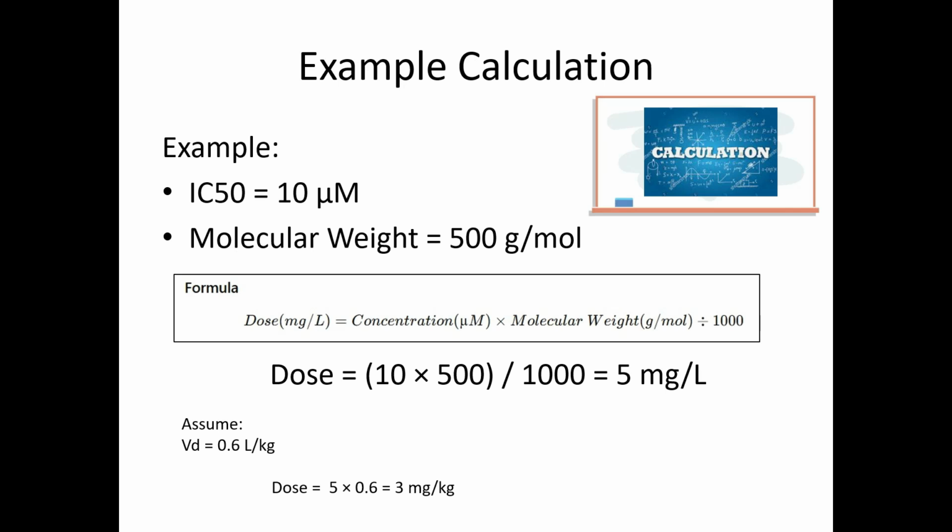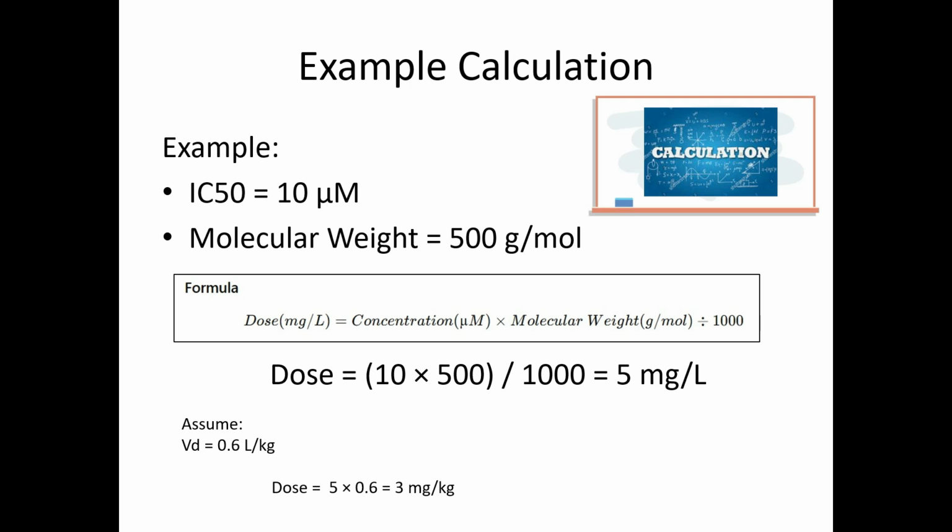Suppose we have IC₅₀ of 10 micromolar, or effective concentration of 10 micromolar, and molecular weight is 500 gram per mole. Now we will apply this data into this formula. So dose will be 10 times 500 divided by 1000. It will be 5 mg per liter. So here we got the dose 5 mg per liter.